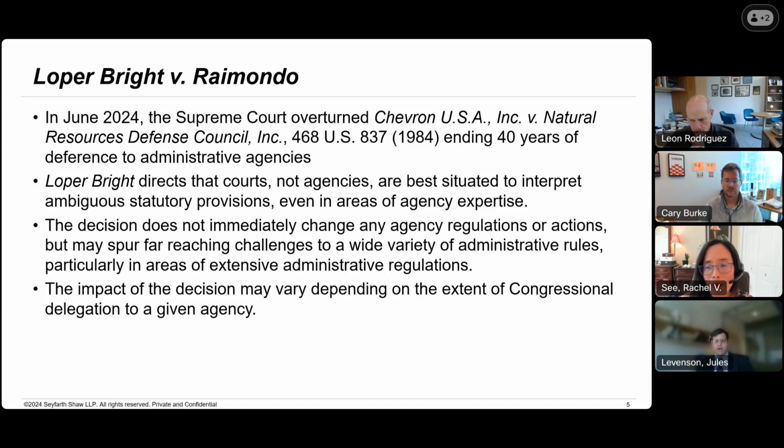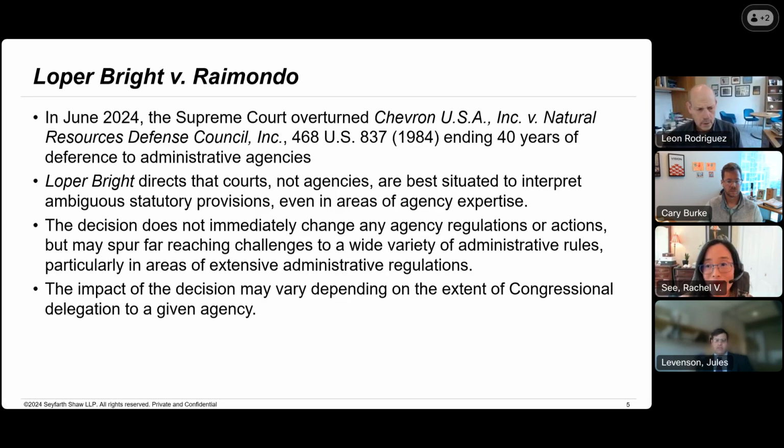Under the prior regime in Chevron USA versus Natural Resource Defense Council, the Supreme Court set out a two-part test for how courts review administrative agencies' interpretations of statutes. Step one was, is the statute in question ambiguous? If there was no ambiguity, then the courts would just go with whatever reading they held to be the unambiguous reading of the statute.